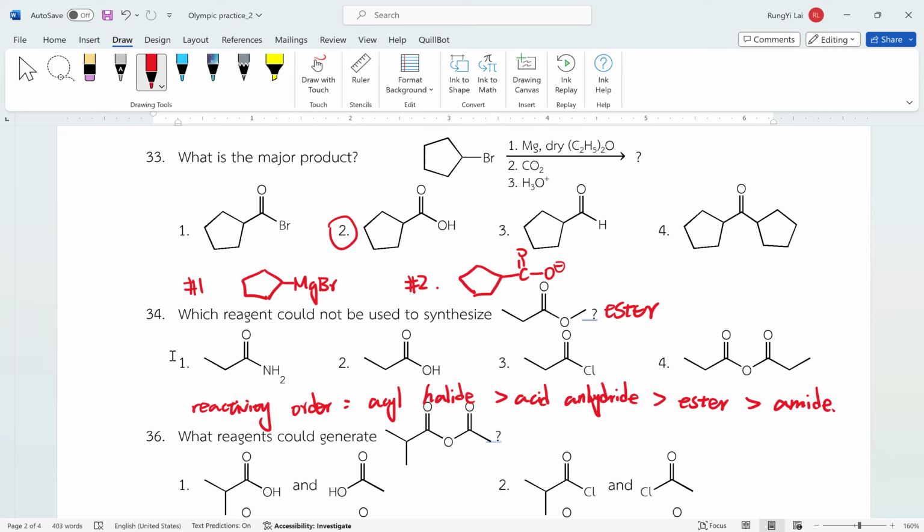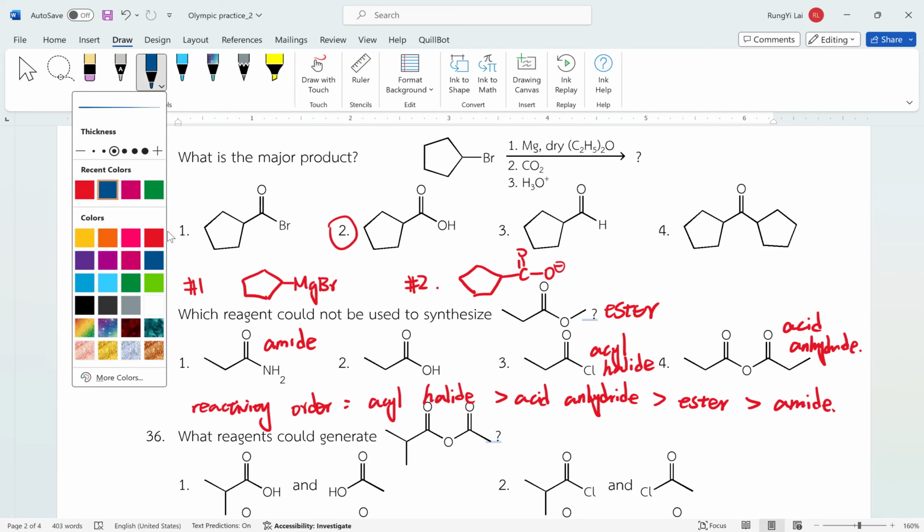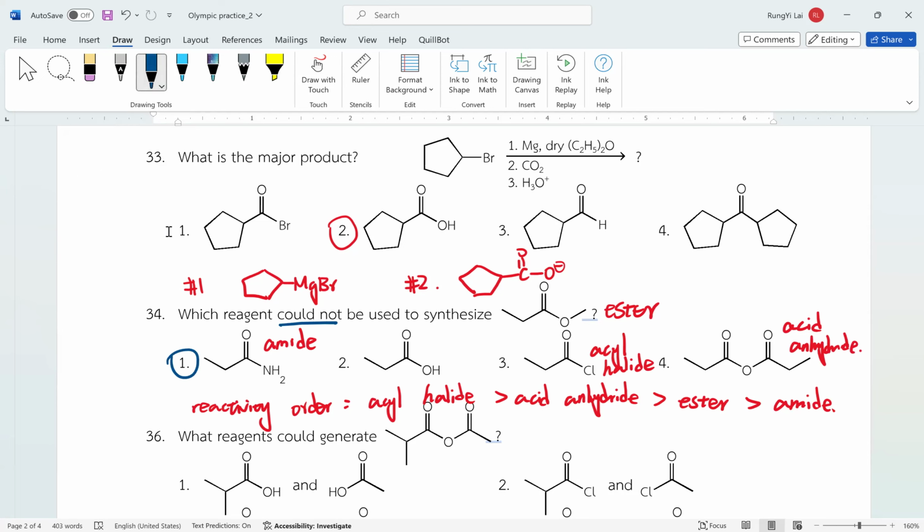As I told you, you only can use higher reactivity to synthesize lower reactivity. So in this case, you can see this is an amide. This is a carboxylic acid. This is an acyl halide. And then this is an acid anhydride. The question is asking you which one not to use. So you cannot use amide to synthesize ester, because amide reactivity is lower than ester. And then carboxylic acid, you always can use it to synthesize acid derivatives.